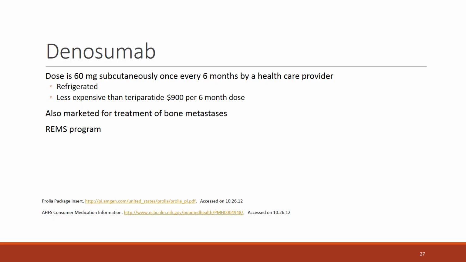There is a REMS program for it to watch for the hypocalcemia.